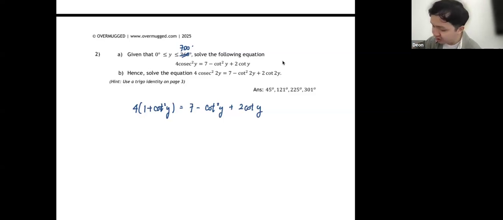Okay, so this is the formula. It's given in the formula sheet. Please remember that.